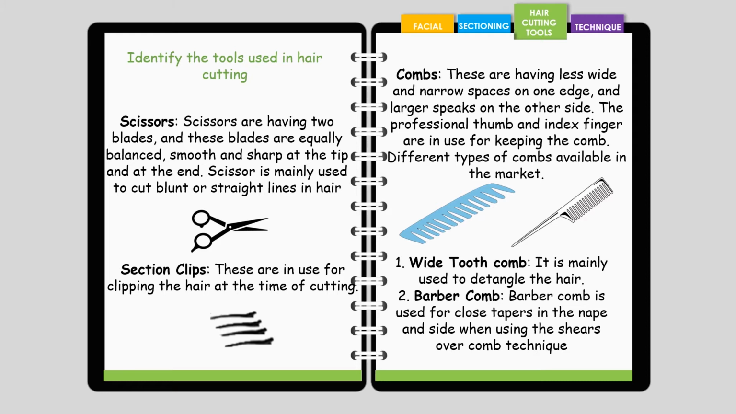Combs. These have narrow spaces on one edge and wider spaces on the other side. The professional's thumb and index finger are used for holding the comb. Different types of combs are available in the market. Wide tooth comb. It is mainly used to detangle the hair. Barber comb. Barber comb is used for close tapers in the nape and sides when using the shears over comb technique.